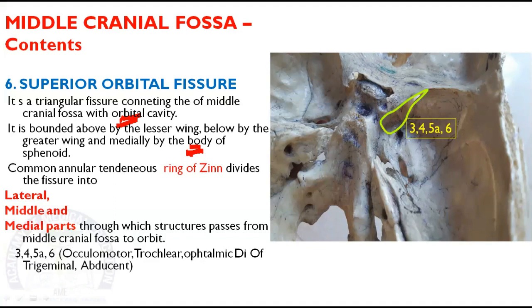The common annular tendinous ring, or the ring of Zinn, divides the fissure into lateral, middle and medial parts, through which structures pass from the middle cranial fossa to the orbit. Specifically, there are very important structures: the nerves, that is the third, fourth, fifth and sixth cranial nerves. The third cranial nerve is the oculomotor, the fourth is the trochlear nerve, the ophthalmic division of the trigeminal nerve is one of the divisions of the fifth, and the sixth one is the abducent nerve. These pass through the superior orbital fissure.